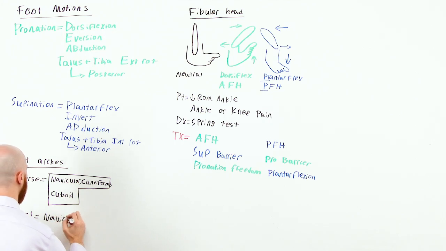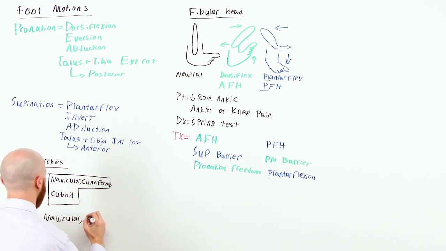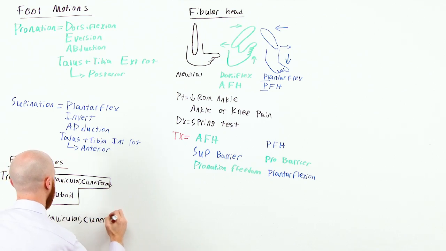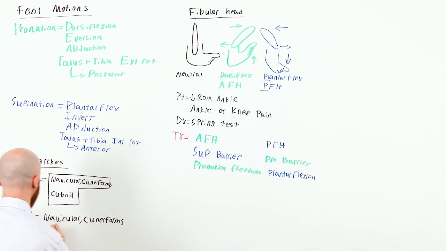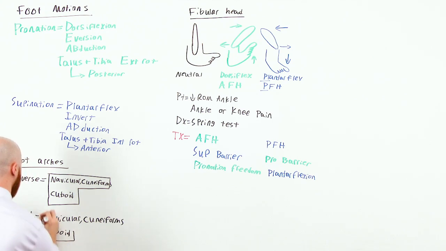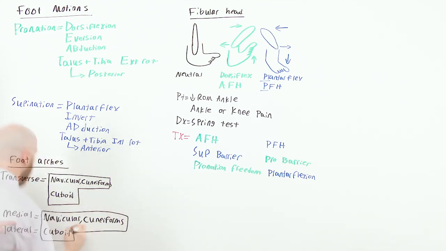Navicular, cuneiforms, and the cuboid. So the transverse arch has the entire Tetris piece. It has the navicular, the cuneiforms, and the cuboid. The medial and lateral arches share the Tetris piece. So the medial arch has a navicular and the cuneiforms, while the lateral arch has the cuboid.